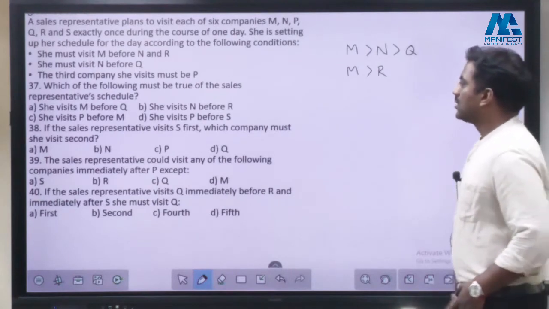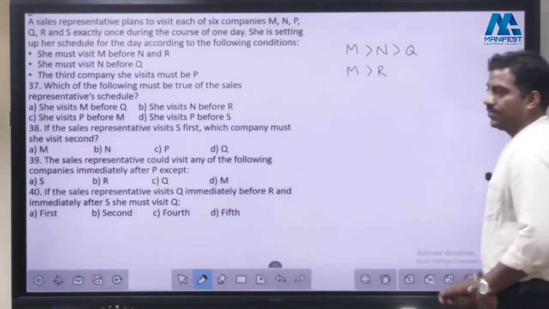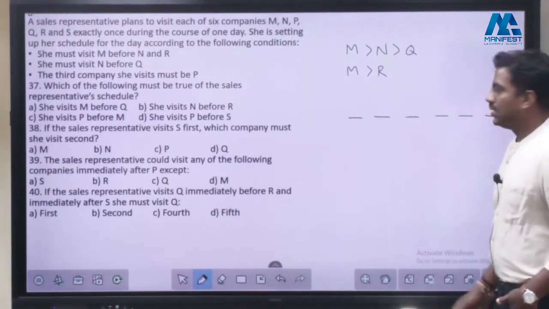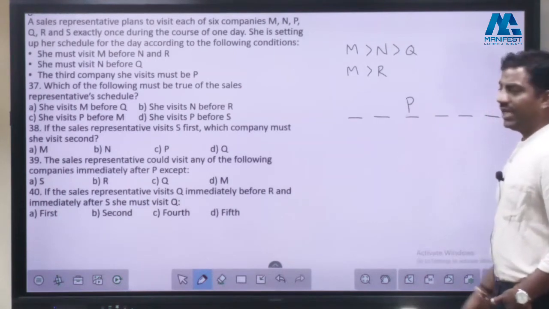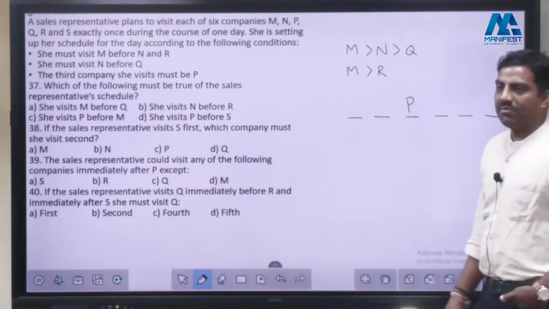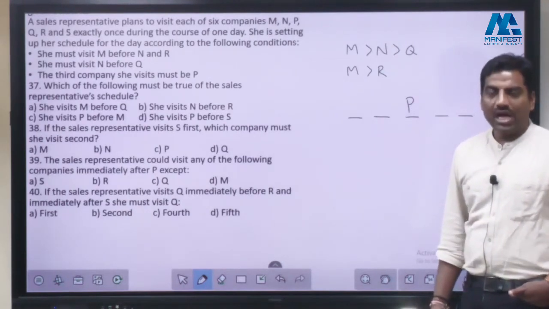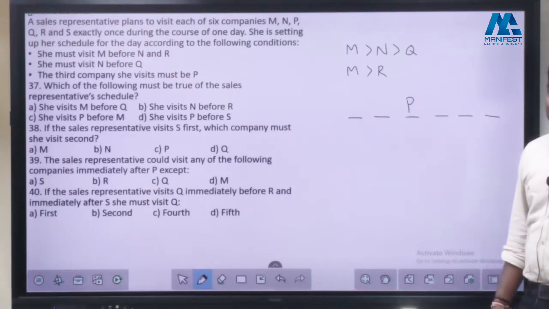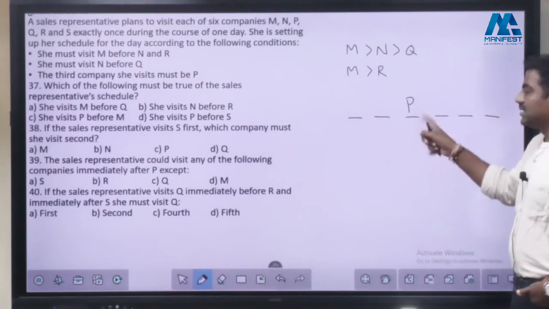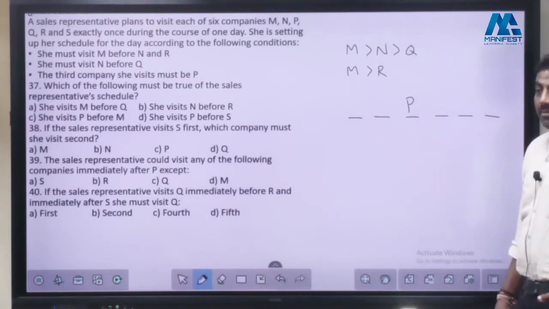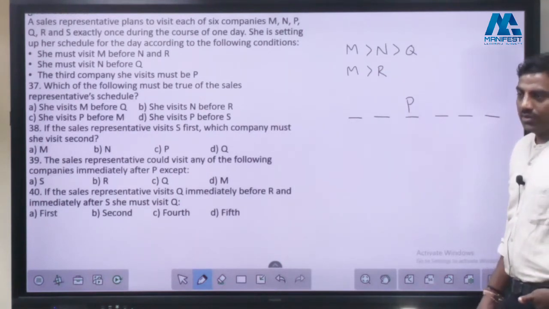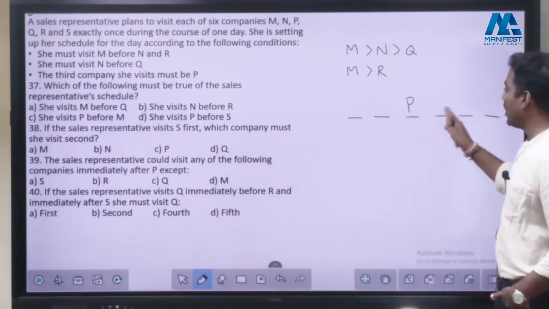Yes. The third company she visits must be P. Totally 6 companies, and third must be P. Now tell me, among M, N, Q, R, who is given the priority? M, right? So after M, at least 3 companies should be scheduled. So where should I put M now? This place is occupied. And after M, I have to accommodate 3 companies, correct? N, Q and R. So which are the places left for N, Q, R?